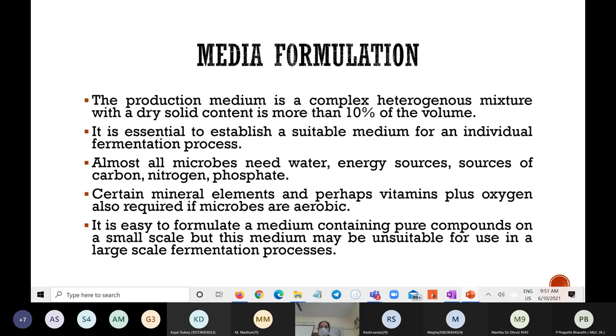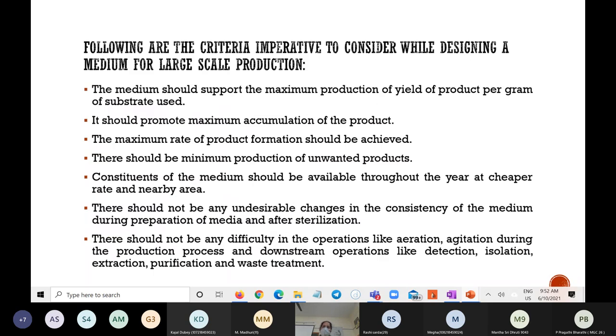And what are these needs? Microbes need water, energy sources, sources of carbon, nitrogen, and phosphate. All these things should be there to support the microbial growth. Now, the following are the criteria imperative to consider when designing a medium. Like when we constructed a fermenter, we took some points into consideration: it should have a stainless steel body, proper heating, and temperature control. Like that, for media also there are certain things that we have to understand.